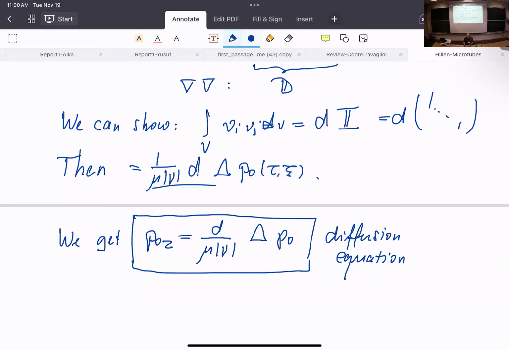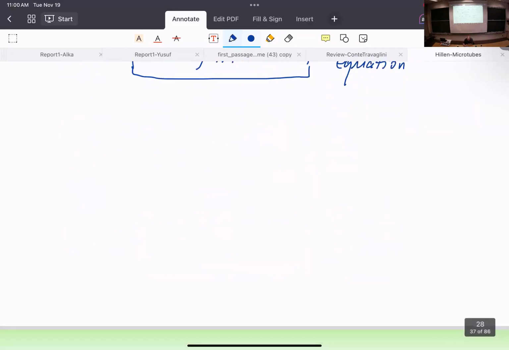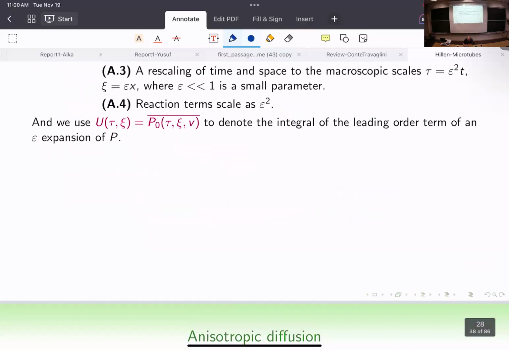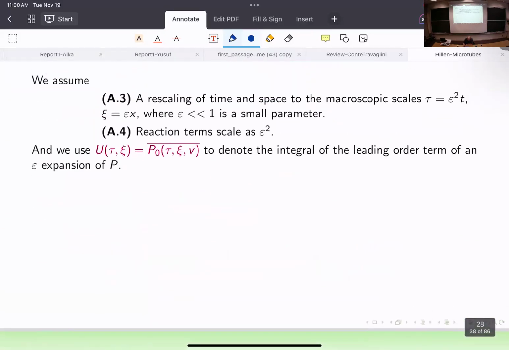Okay, so this is how the parabolic limit works. We started with the transport equation. We did this perturbation expansion. We used some tricks in higher dimensional calculus and integration, and then we get this diffusion equation popping out. Wow, and I used lots of time to do this. So now we are ready to appreciate what's happening in our microtube model.